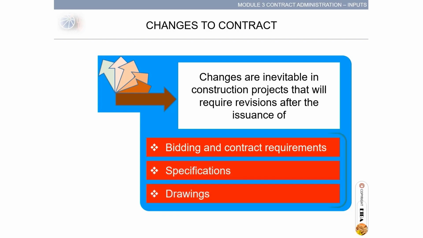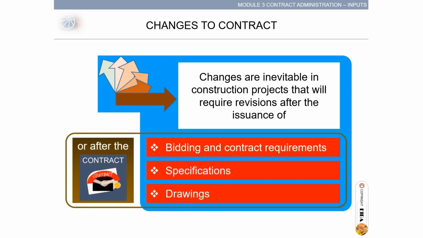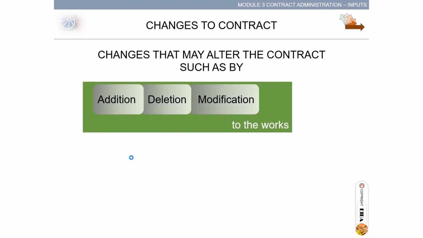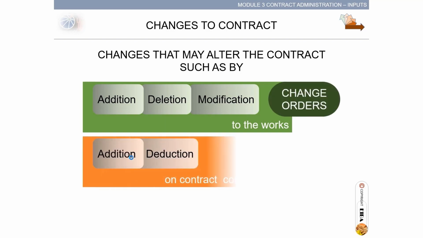Specification, drawings, or after the contract. Let us be sure only after the contract change orders can be done. Changes that may alter the contract, such as by addition, deletion, modification to the works, those are change orders. Addition, deduction, on-contract compensation, those are claims.